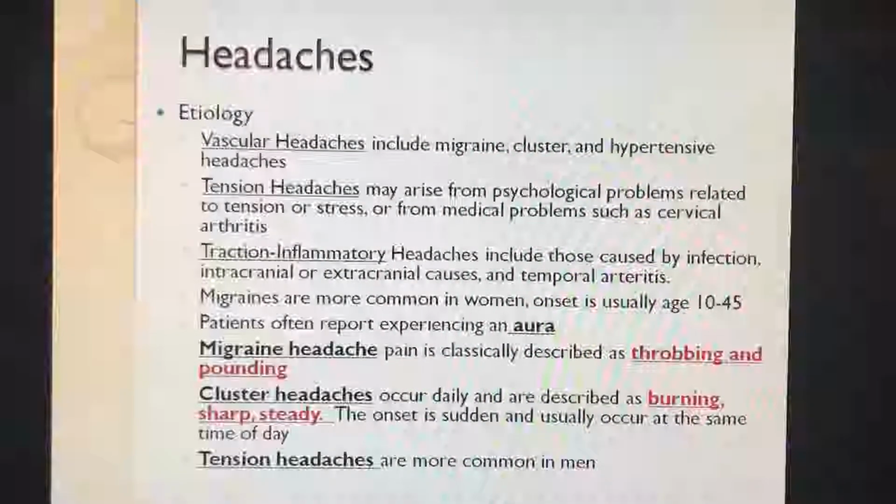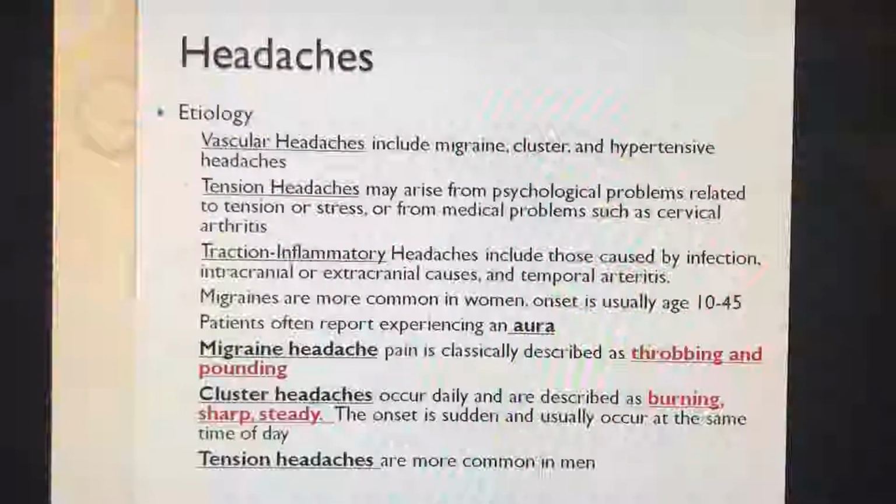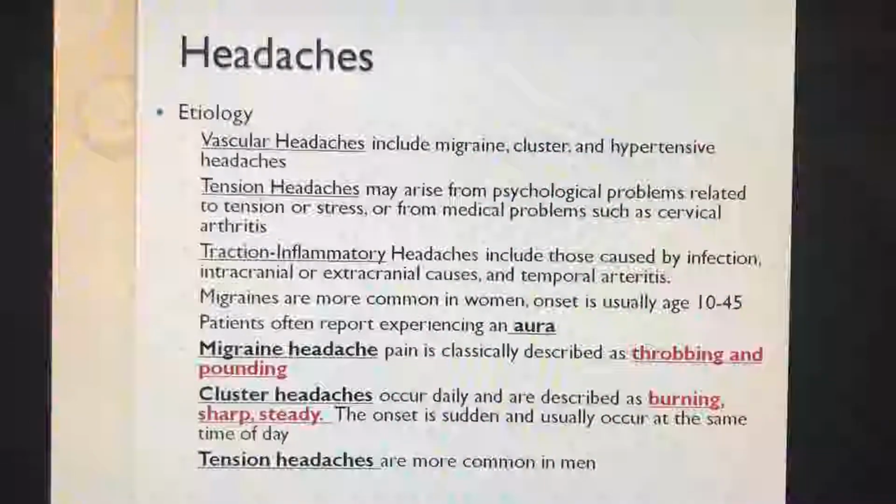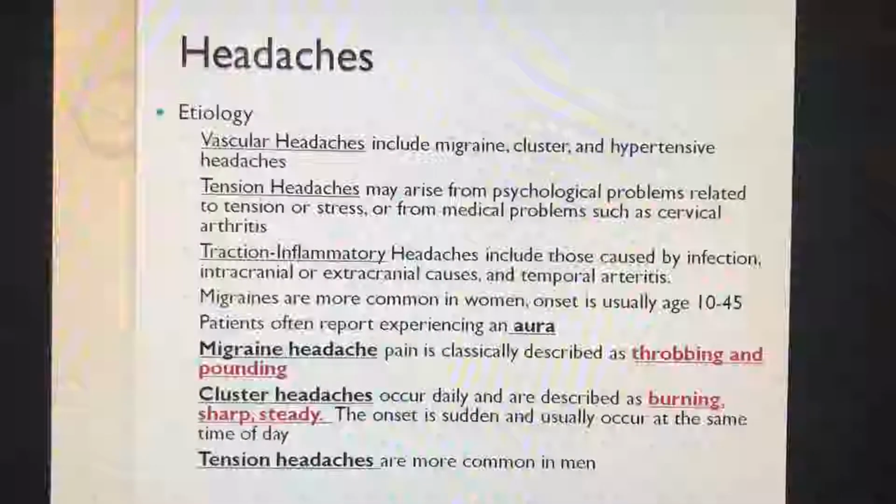So your migraines, they are more common in women, and the onset is usually age 10 to 45. These patients often experience an aura, so they have a sensation or a smell that lets them know that a migraine is coming on. These are described as throbbing and pounding. And now your cluster headaches, they occur daily and are described as burning, sharp, and steady. And the onset is sudden and usually occurs at the same time of day. And then for your tension headaches, they are more common in men.